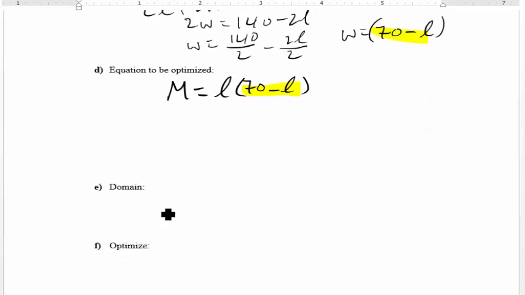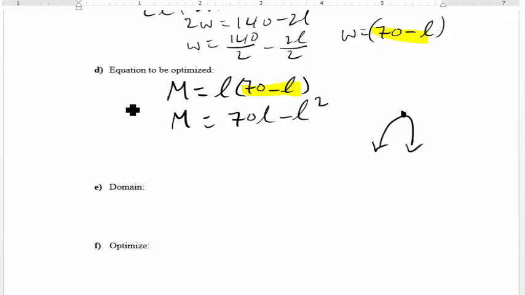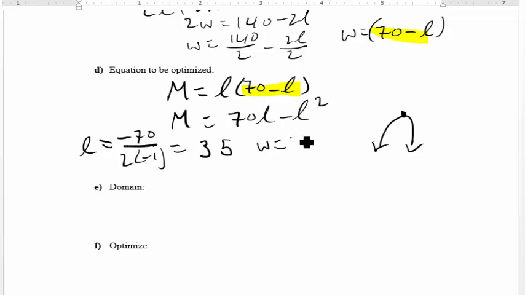And just as with our last problem, this, when we distribute, is going to be a parabola that looks like this. It opens down. And where is that maximum going to occur? That maximum is going to occur when L equals negative 70, right, negative B over 2 times negative 1, right? That's A is negative 1. So we get negative 70 over negative 2, which is 35. So the L is 35, and the W is going to be 70 minus 35, right? We got that right from up here. 70 minus L becomes 70 minus 35, which is 35.